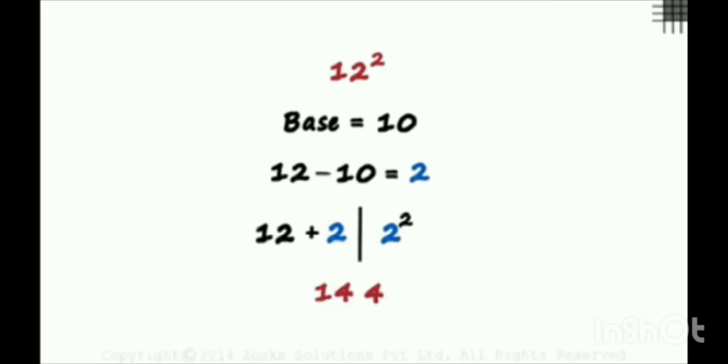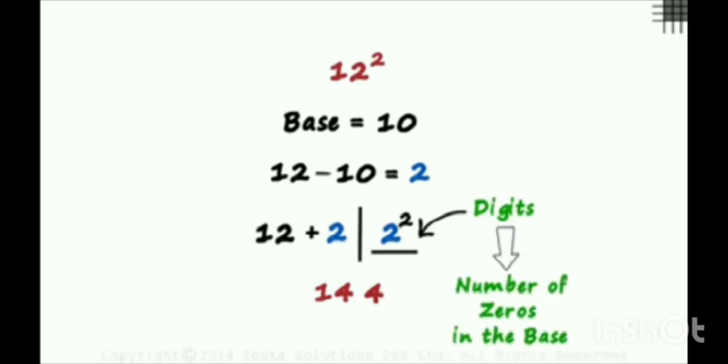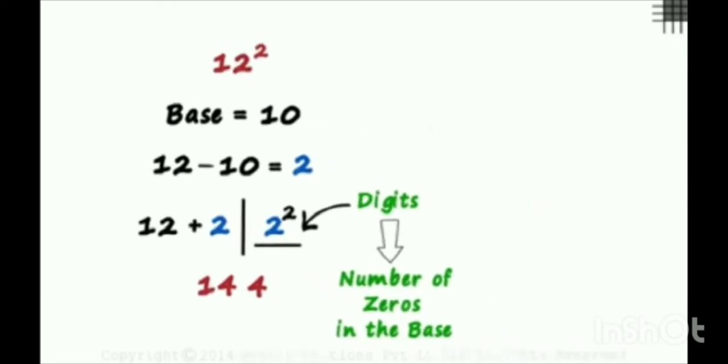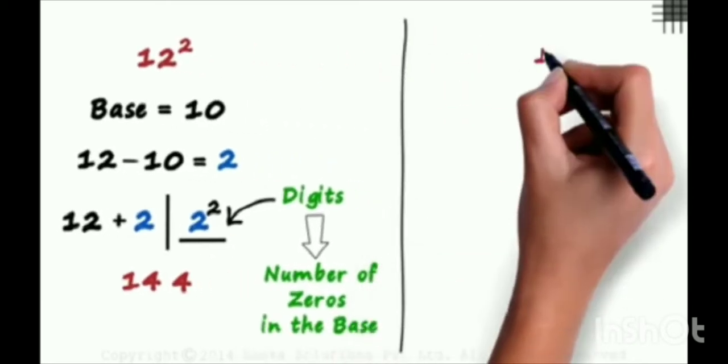But we should be careful about just one thing here. The number of digits we should write on the right-hand side should be equal to the number of zeros in the base. Here, as there is just one zero in the base, we write just one digit on the right. If there were 2 zeros in the base, we would have had to write 4 as 04. Why don't you try one now? Try using the same technique to find 14 squared.